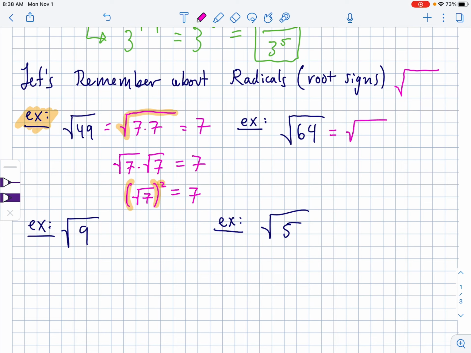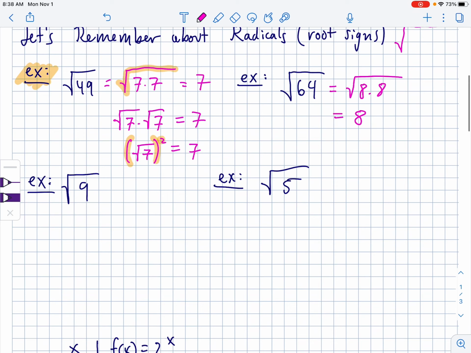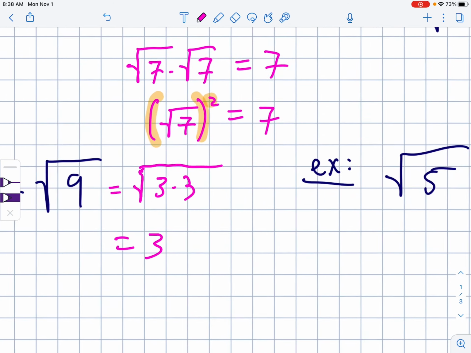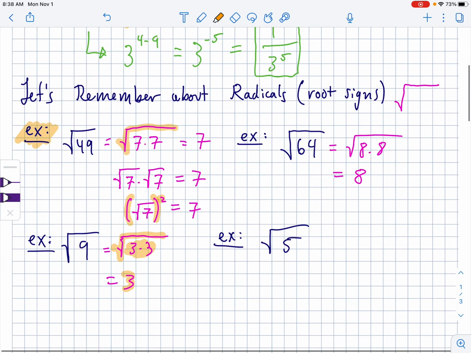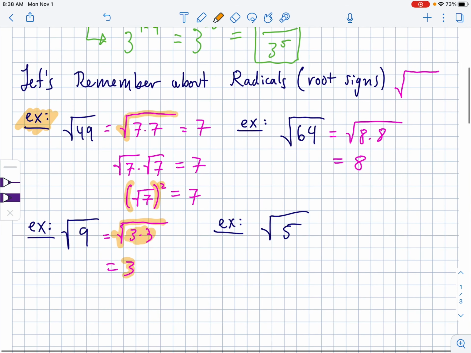Square root of 64 is square root of 8 times 8, which is just 8 on its own. Square root of 9 is square root of 3 times 3. So this is just 3. Another way I like to think of it is that square roots really like pairs of numbers. So if you have a pair inside the house, one of them can come to the outside and just be on the outside without the radical sign.